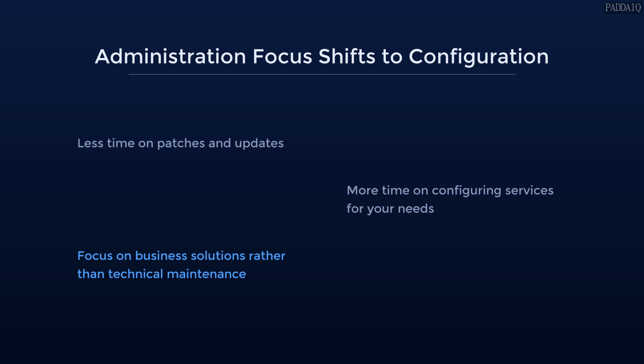Focus on business solutions rather than technical maintenance. This means administrators spend less time on software updates and more on tailoring the platform to solve specific business problems. For example, instead of patching servers, you could configure a workflow to automate employee onboarding. This shift empowers you to deliver direct business value efficiently.